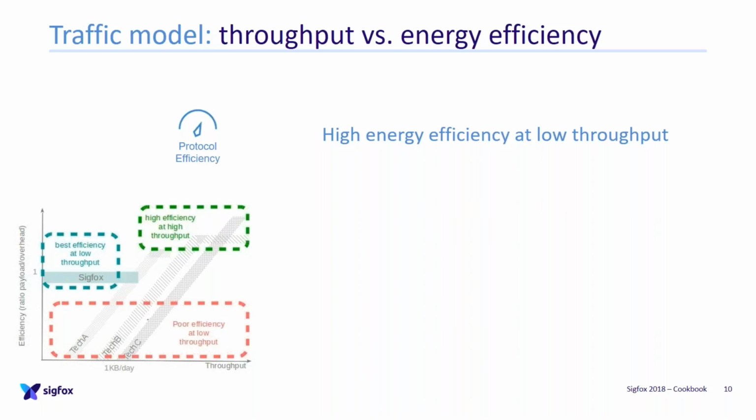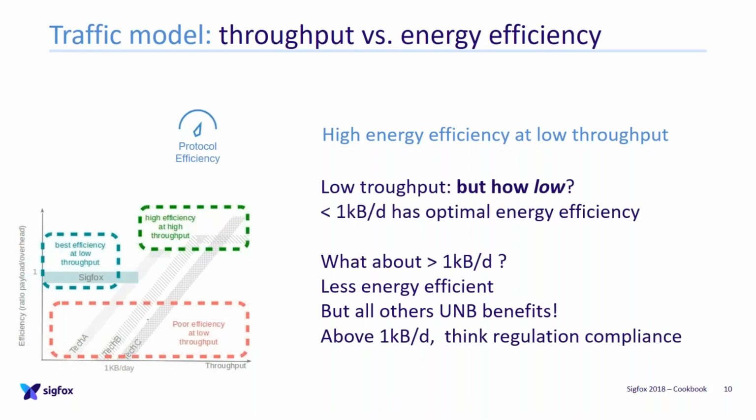Our energy efficiency is really maximal at low throughput, yes, but how low is this throughput at which Sigfox is the most efficient? I took, let's say, a simple figure, simple to remember. The big picture is that Sigfox is optimal in energy efficiency below 1 kilobyte per day of transmissions. 1 kilobyte per day is already very high to me, and I will explain why later.